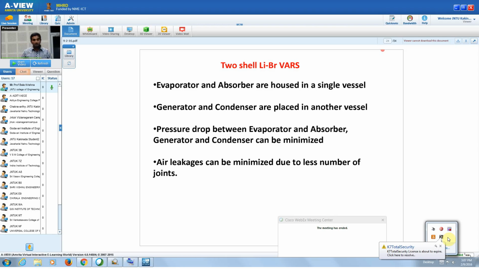In the previous case, what we have seen is a four shell type, because the four components are separately placed in four shells. And if you see the pressure limits, evaporator and absorber are at one pressure, because these two sets are separated by an expansion valve and a solution pump. After the solution pump the pressure is increased, and after the expansion valve the pressure is reduced. Therefore, two sets of components will have the same pressure.